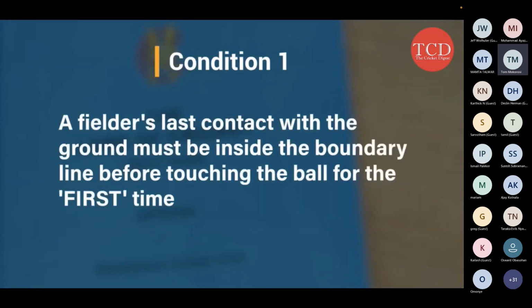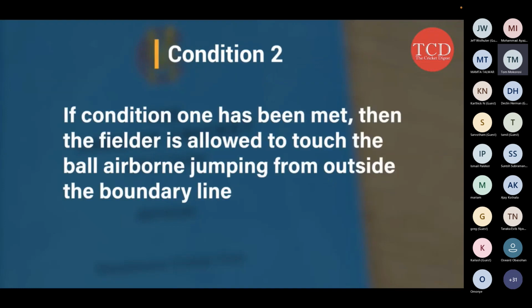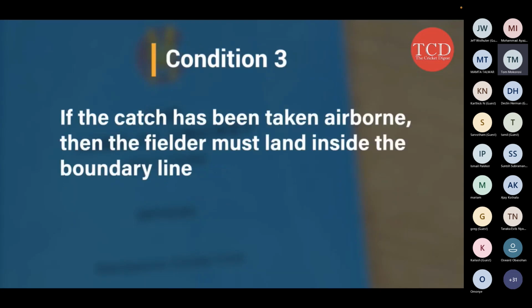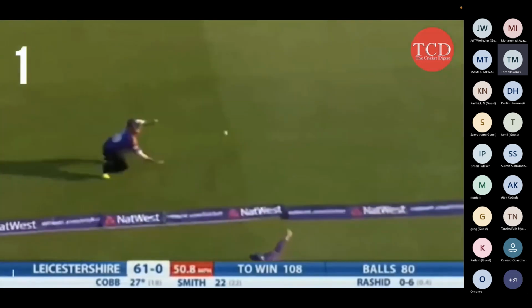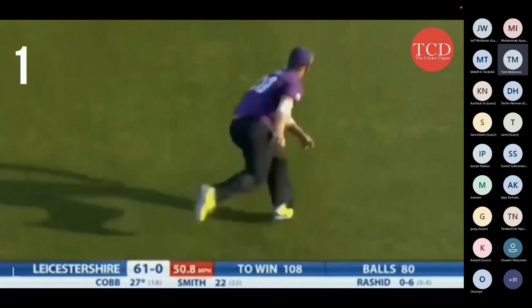A fielder's last contact with the ground must be inside the boundary line before touching the ball for the first time. Note that subsequent contacts with the ball do not have this restriction. If condition 1 has been met, then the fielder is allowed to touch the ball airborne, jumping from outside the boundary line. If the catch has been taken airborne, then the fielder must land inside the boundary line. If 2 fielders are involved in the process, then these conditions apply for both of them.